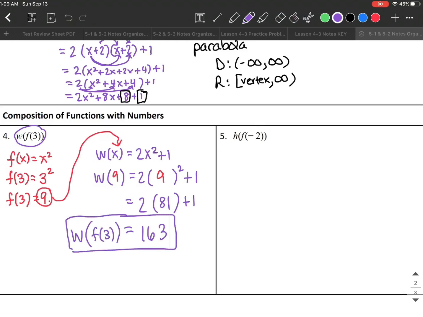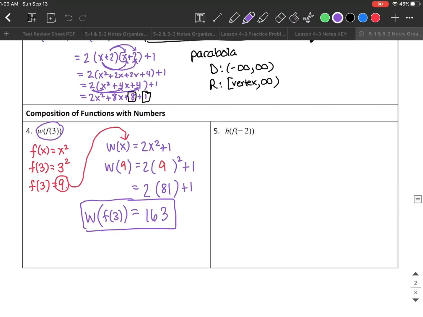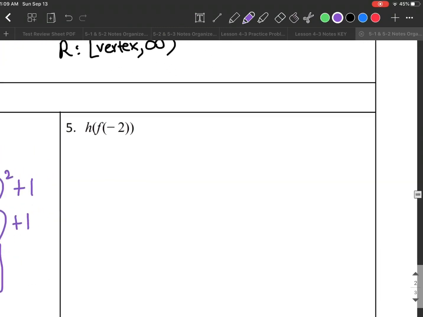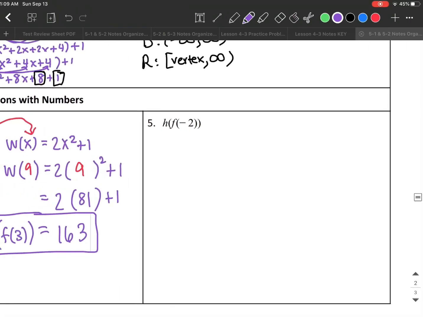Done. I don't have to say if that's a parabola or anything because it's a number. It's evaluated. And then lastly, I have h of f of negative 2. I'm going to start with that. So f of negative 2 is equal to, f of x, I know, is x squared. That's what the function is. I'm doing f of negative 2, so that's negative 2 squared. And that gives me 4.